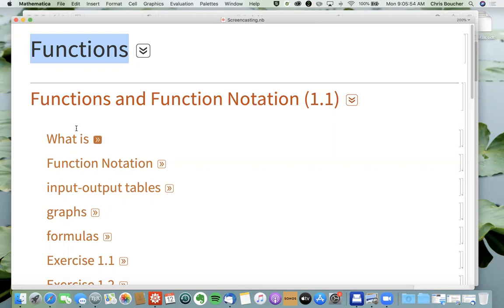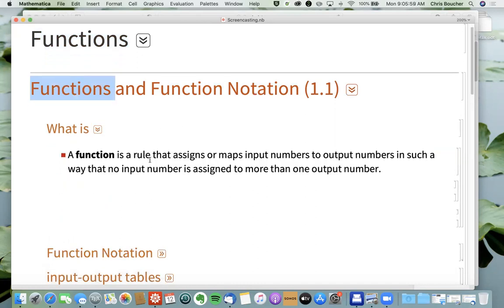Okay, so to get started, we should say, what is a function? A function is nothing more than a rule. A good way to think of a function is it's an input-output mechanism. So a function takes an input number, it does something to it, and produces an output number.